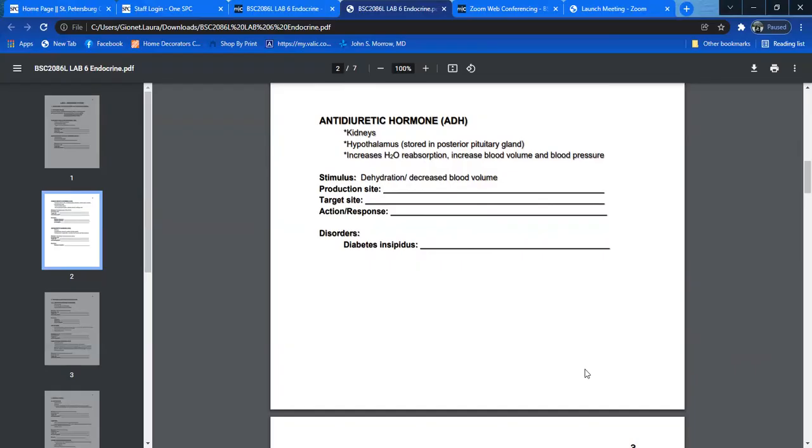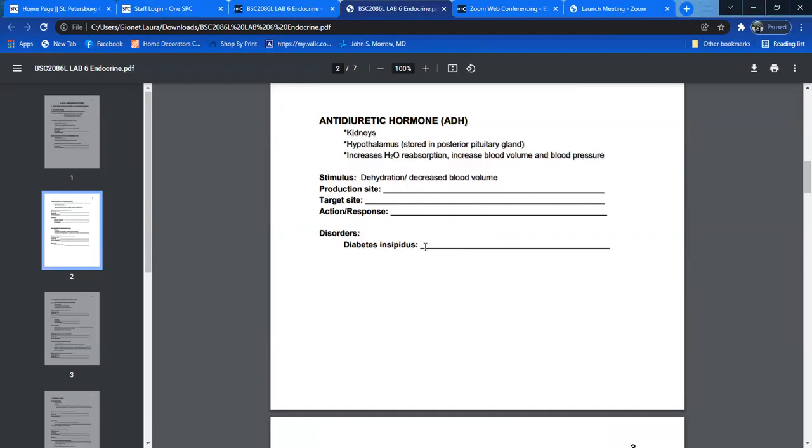Okay, antidiuretic hormone. The stimulus is dehydration, maybe decreased blood volume and therefore blood pressure. The production site is the hypothalamus, and it's stored and released from the posterior pituitary. The target site is the kidneys, and the action response is to increase water reabsorption, increase blood volume, and therefore blood pressure. We looked at some of these hormones, at least in lecture anyway, not necessarily in lab, when we talked about blood pressure, blood vessels, blood, the blood chapter.